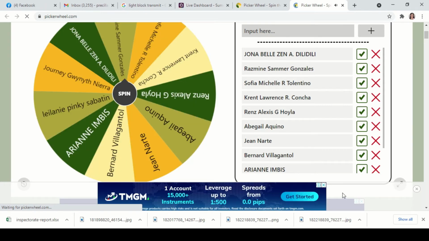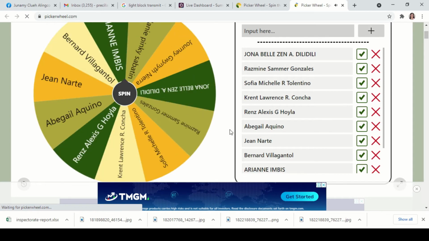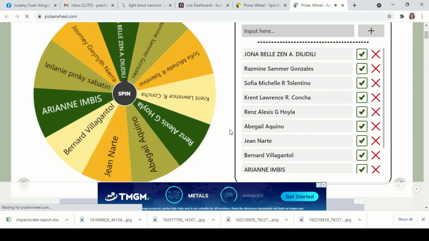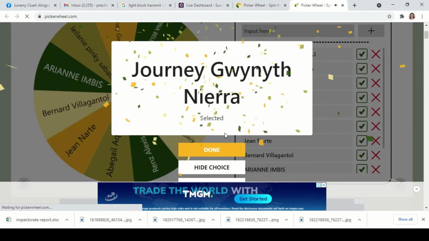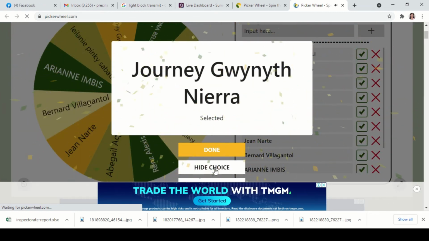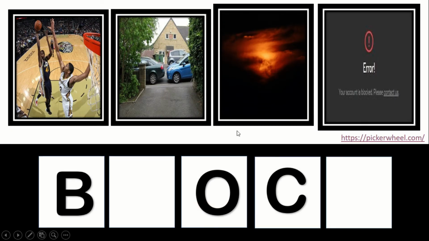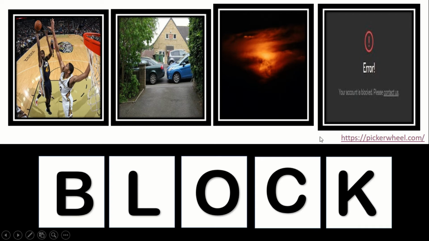Okay, so this time, the lucky person to answer will be Journey Gwyneth Niera. Can you answer, Journey, our question 4 pics number 2? Correct. The answer for number 2 is black. So this is the similarity.